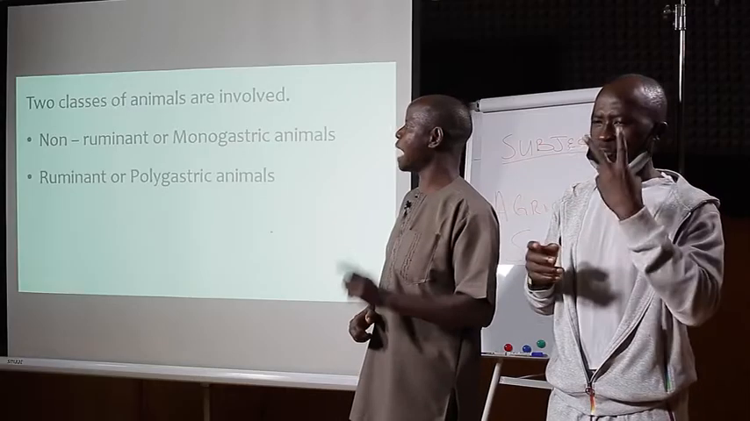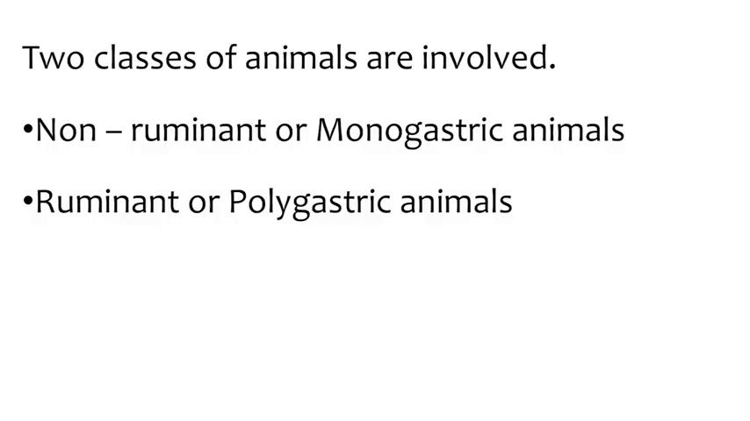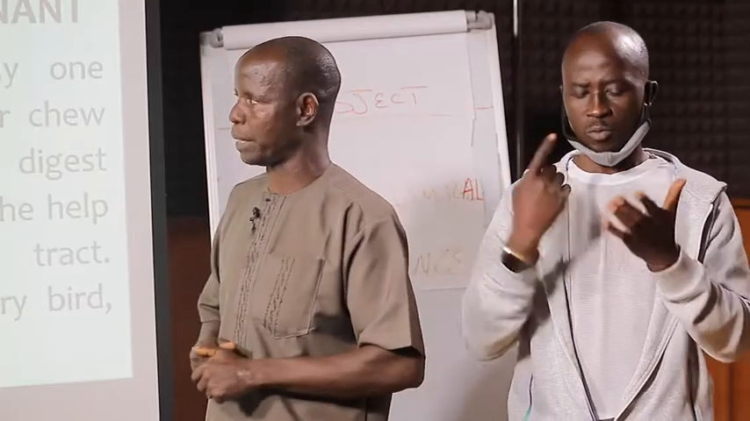Two classes of animals are involved here. One, we have non-ruminant, otherwise known as monogastric animals. Then the second class, which is ruminant or polygastric animals. Then we shall discuss them one after the other.